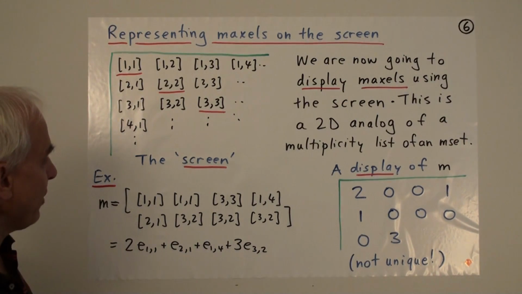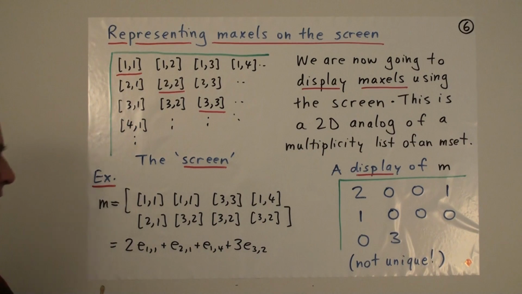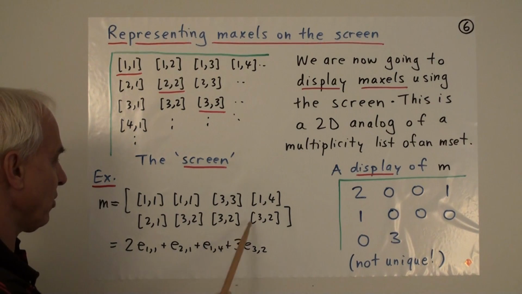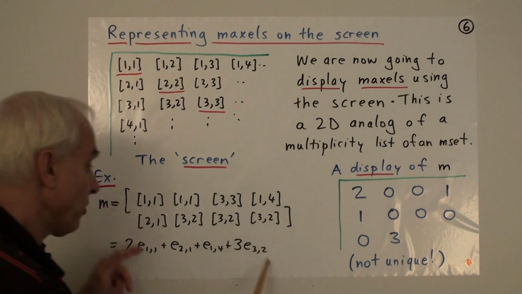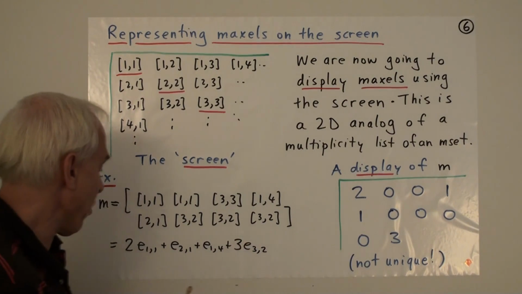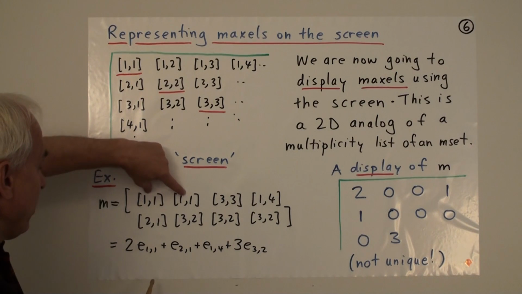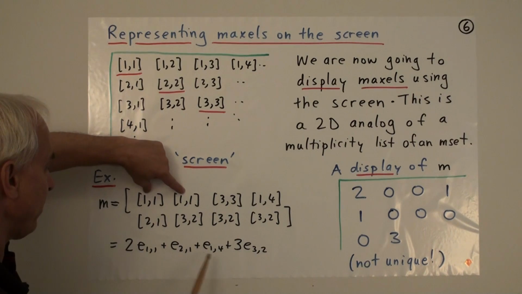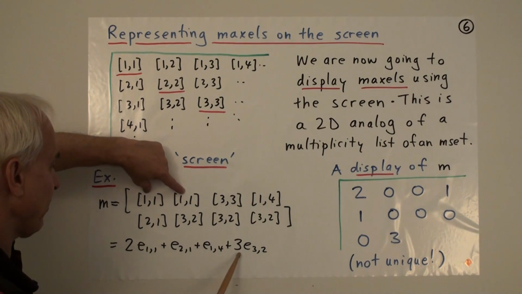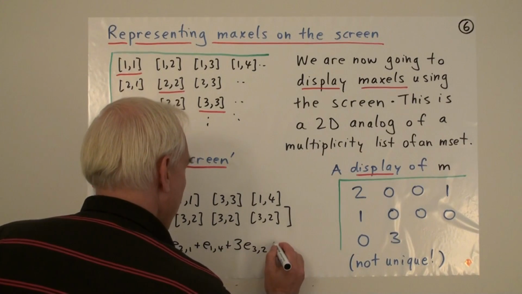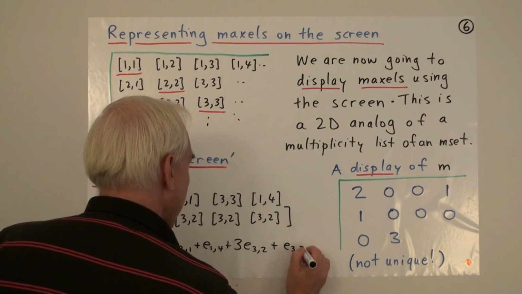Right, so what we want to do now is take a maxel like this one here: 1,1, 1,1, 1,3, 3,1, 4,2, 1,3, 2,3, 2,3, 2, which can also be written in our multiplicity form in terms of these E11s, these 1 maxels. There's 2 of 1,1, so that's 2 times E11, plus E21, that's that one, plus E14, that's that one, plus 3E32. 1, 2, 3. What about E33? Better include that one as well. Plus E33.